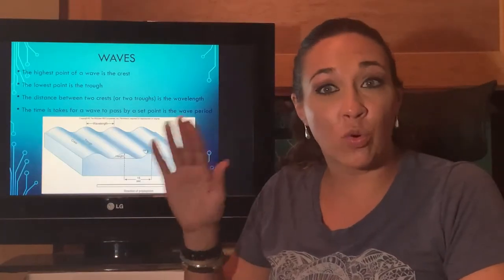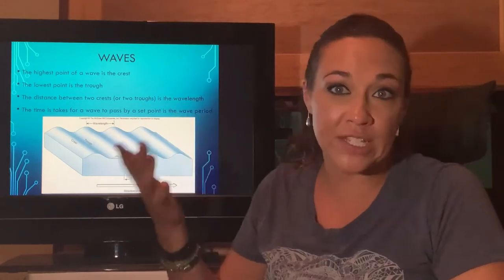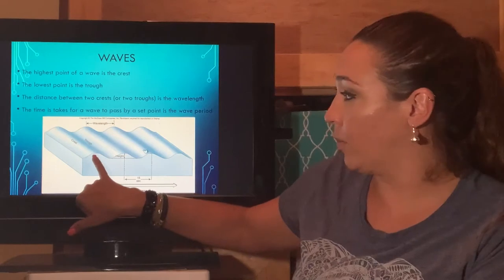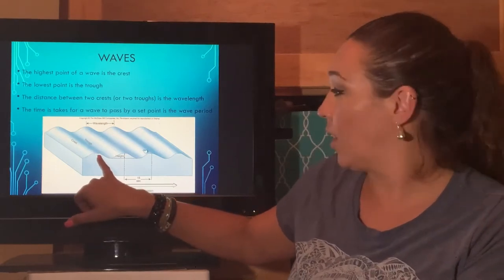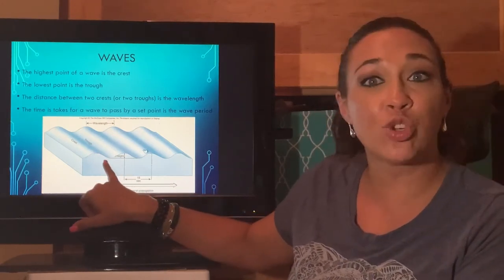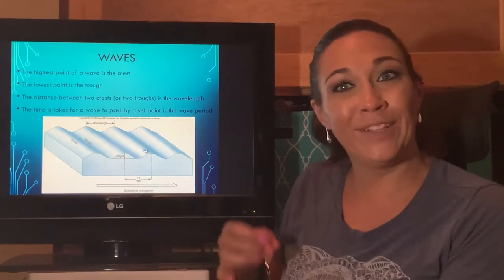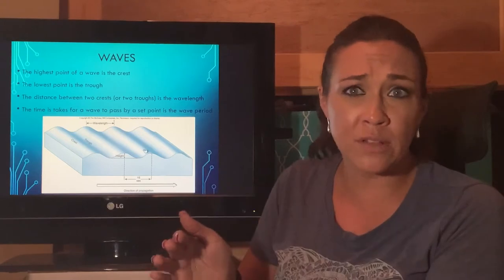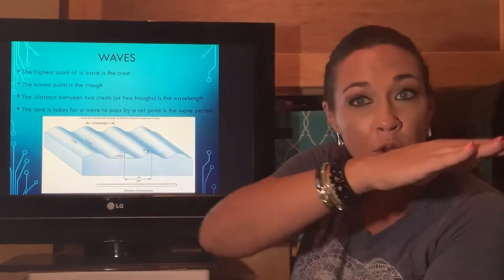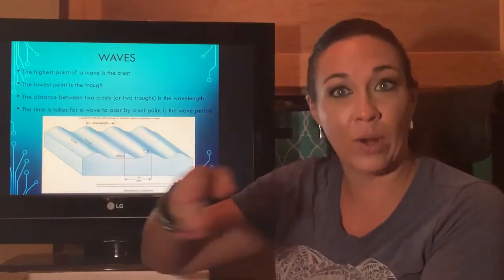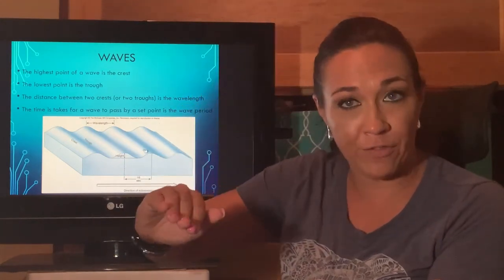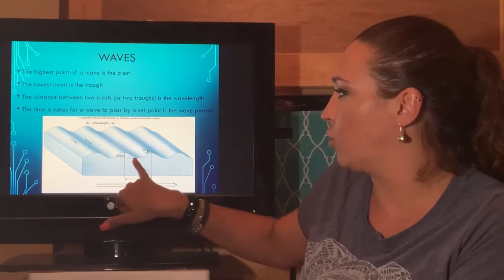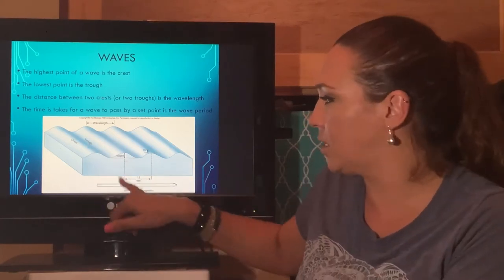When I talked about the crest of the wave crashing over, that's exactly what it is. The tallest part, this top part right here, is known as the crest. The bottom part is known as the trough. If you're talking about a wavelength, you're talking about crest to crest or trough to trough. It does not matter, but you want to go one high and one low. That is one complete wave. It's the exact same distance either way.